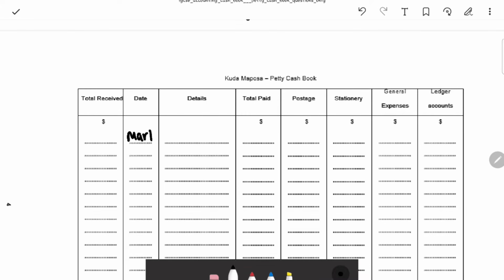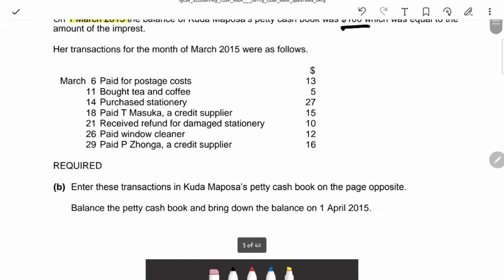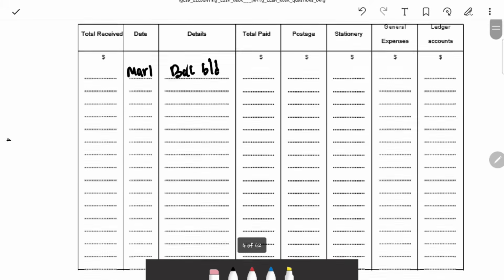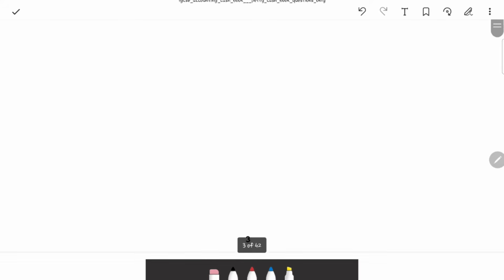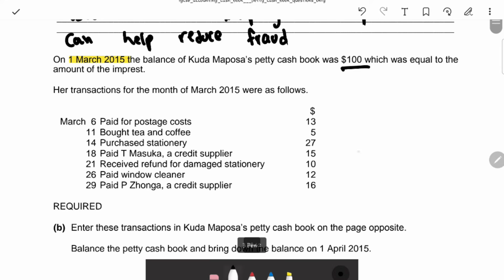So on March 1st, you're just going to write balance BD, and for any imprest system question you always have to record it on this side of the cash book. Okay, you record it there. So we've done that transaction, and now we just put in these transactions. It's quite easy.